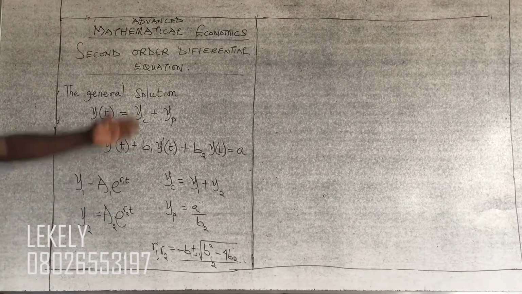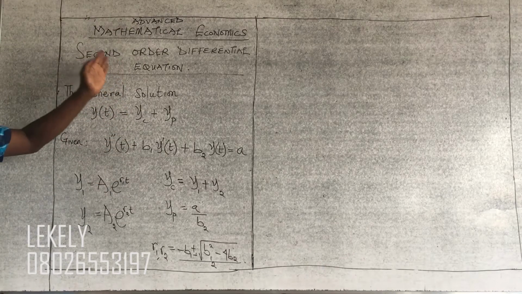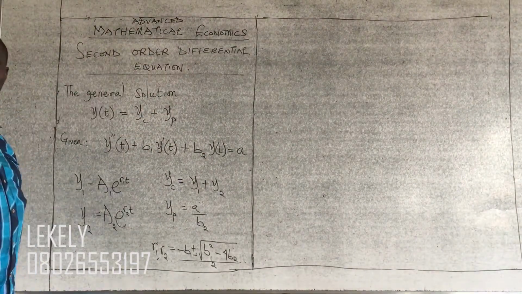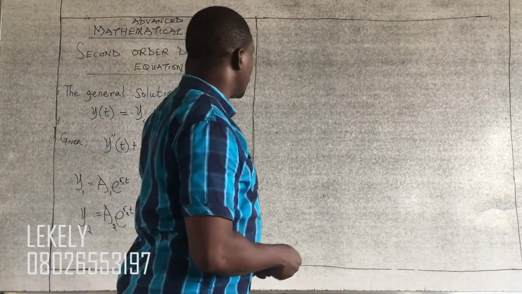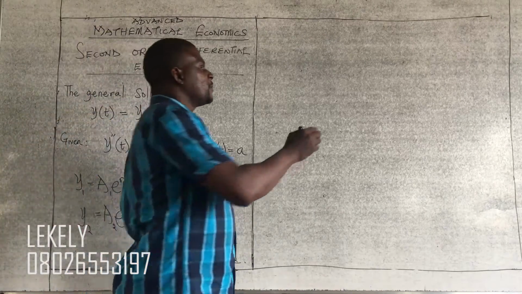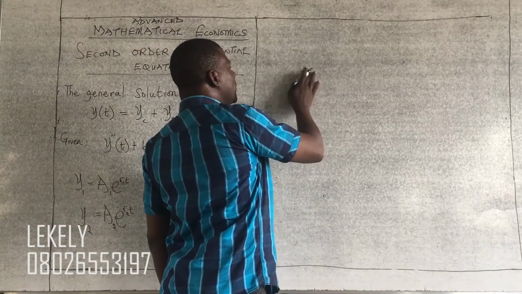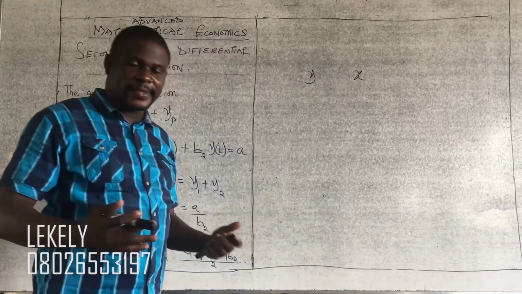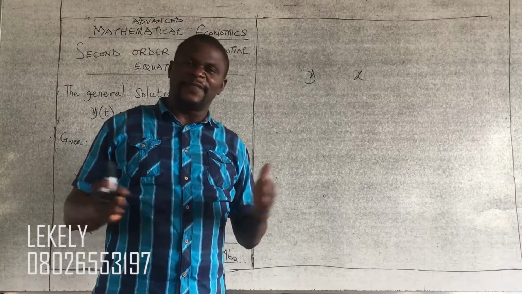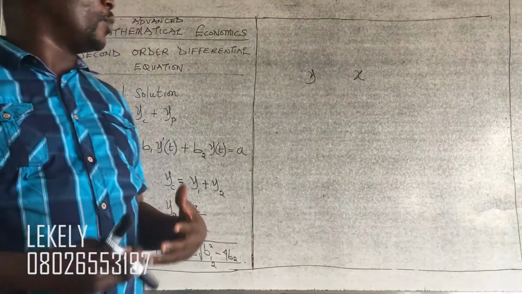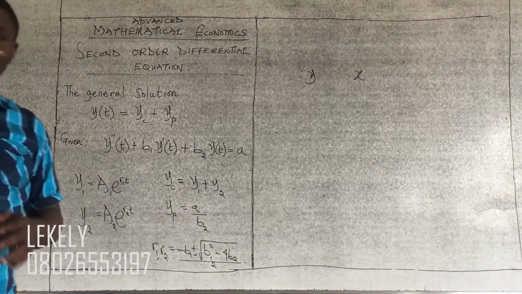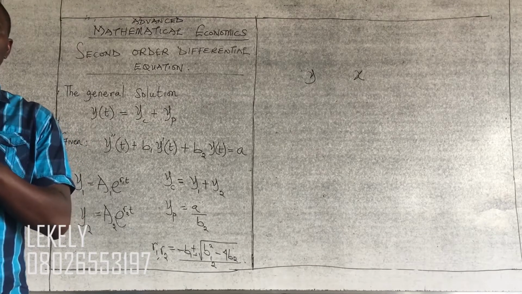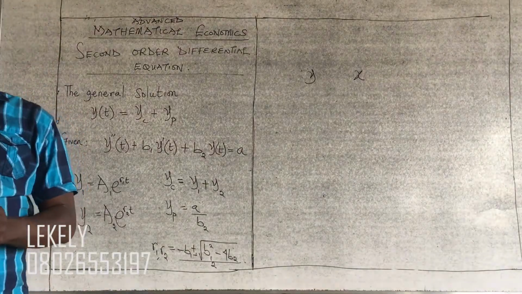Okay, good day. Today we are looking at advanced mathematical economics, and the topic we are considering is second order differential equation. Okay, what is differential equation? Let's start from there. When you are talking about differential equation, we are just talking about the relationship between the dependent variable, which is y, and the lagged independent variable. When you say lag, it means difference. What you are actually looking at is how a change from one period to another in the independent variable affects the dependent variable.